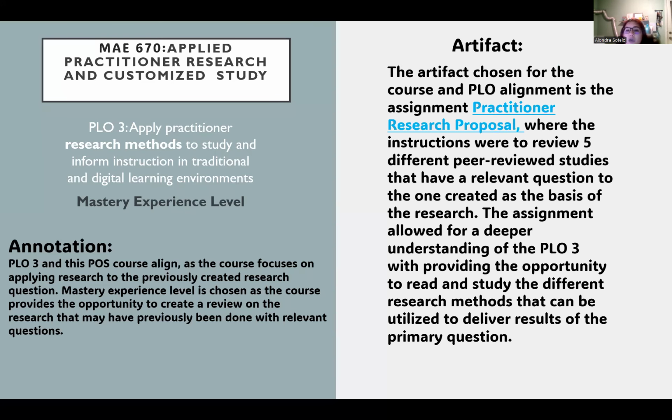So I chose the artifact Practitioner Research Proposal, where the instructions were to review 5 different peer-reviewed studies that have a relevant question to the one created as the basis of the research. So the question that we created on our own, finding those different variable relationships, took 5 different peer-reviewed studies and really analyzed those, which is where the alignment goes, is knowing how to apply those research methods. So learning what research methods are out there and how to actually implement them. The assignment allowed for a deeper understanding of the PLO3 by providing the opportunity to read and study the different research methods that can be utilized to deliver results of the primary question.